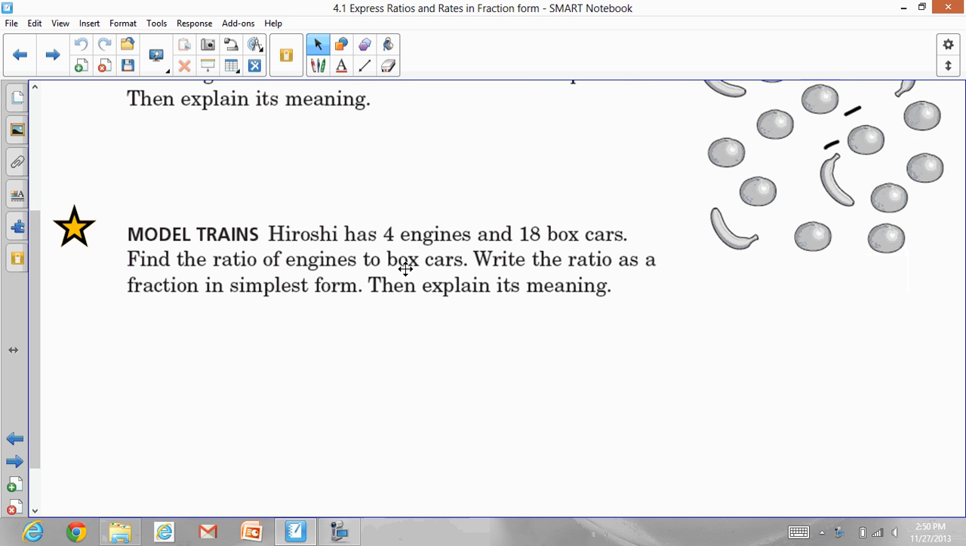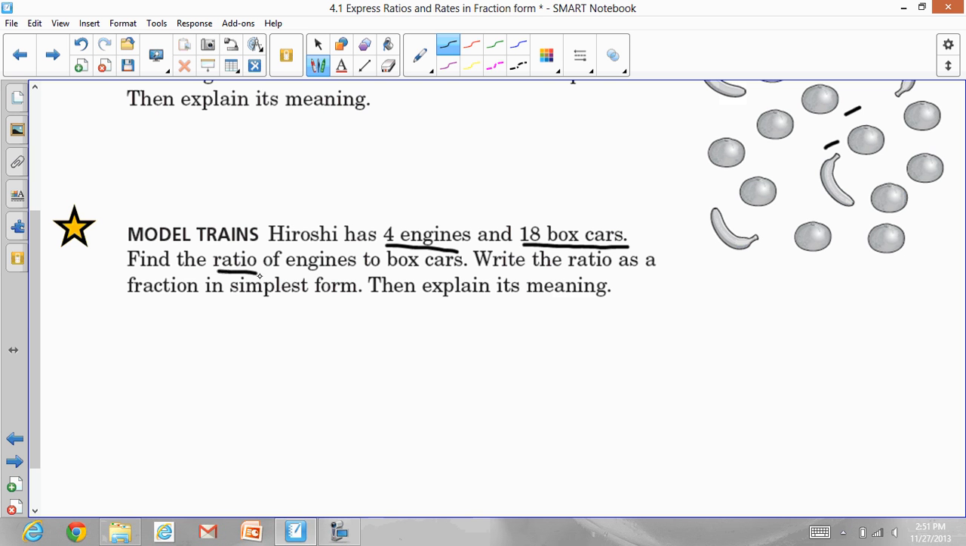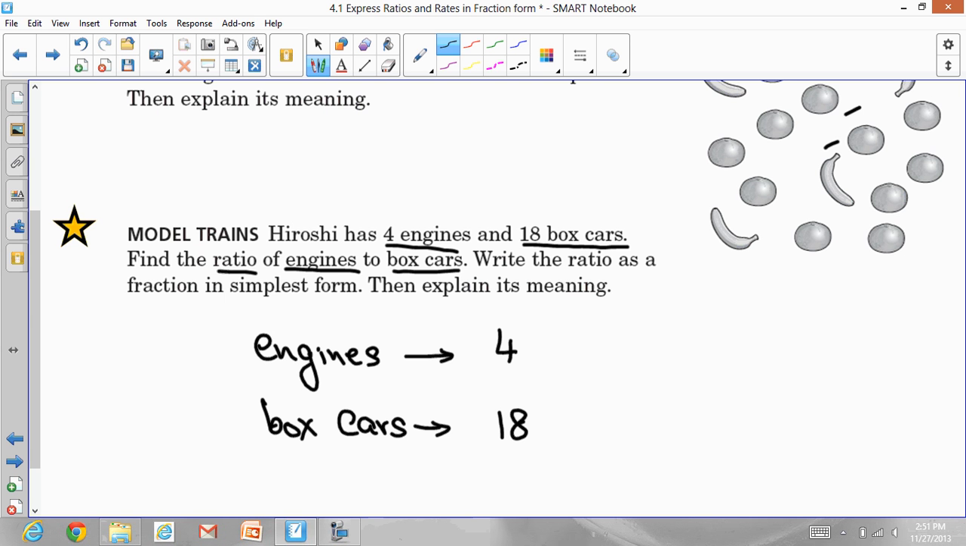Model trains. Hiroshi has 4 engines and 18 box cars. Find the ratio of the engines to the box cars. The ratio is actually a comparison of one item to another item. Since they are asking you to compare the number of engines to the number of box cars, I'm going to write engines and box cars and fill in the numbers. So engines will be 4 and box cars will be 18.